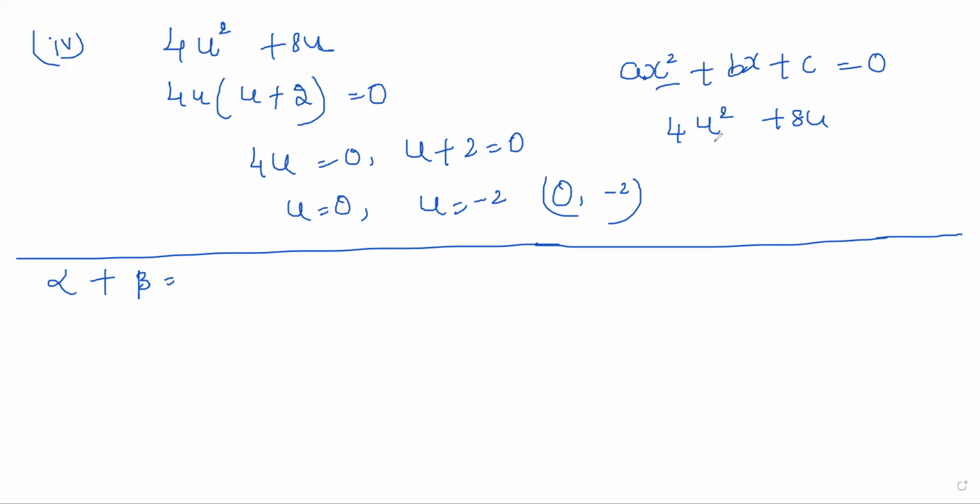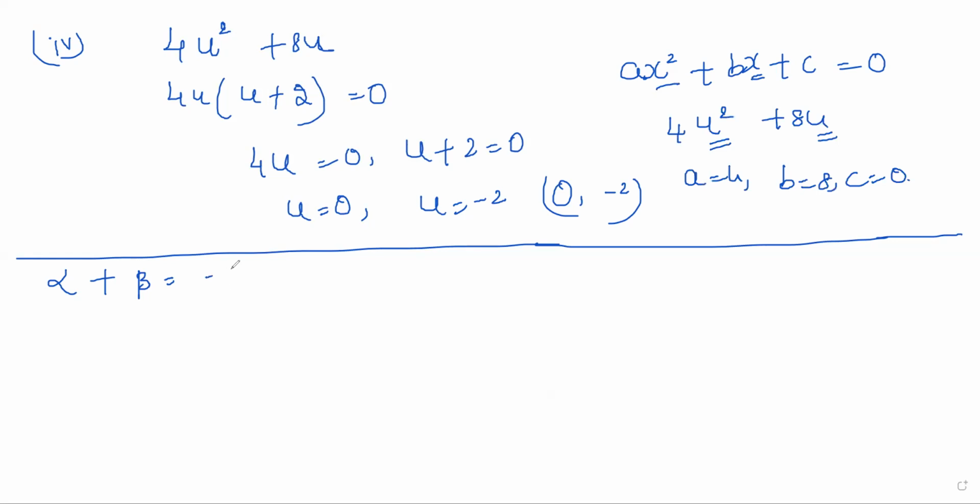See, in place of x square, we have u square. In place of x, we have u. Right, children? What is the coefficient of x square here? Means what is a here? 4. What is b here? 8. And what is c? There is no constant right now. C is equal to 0.